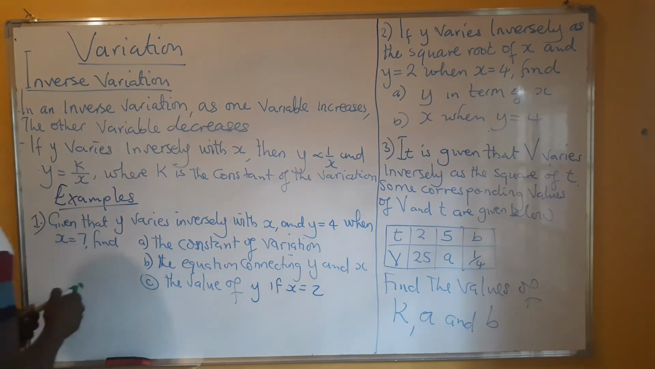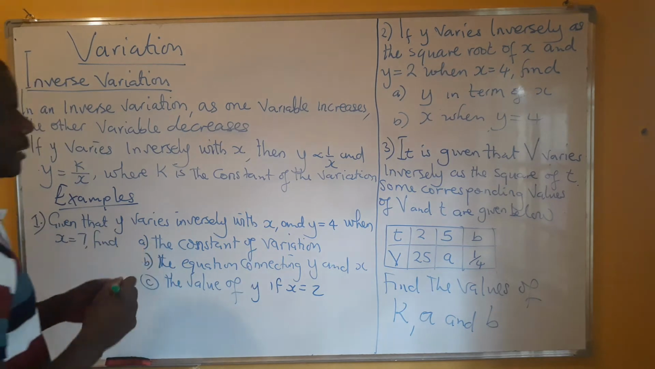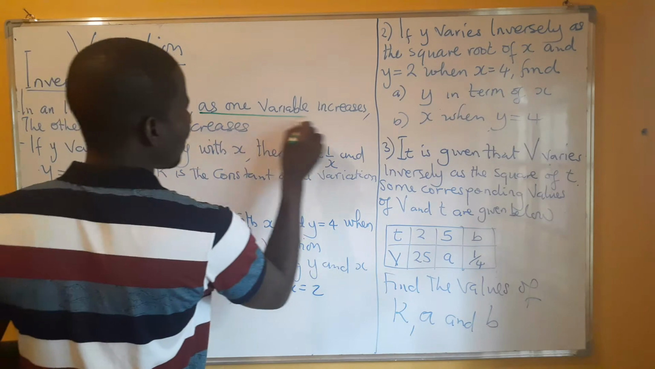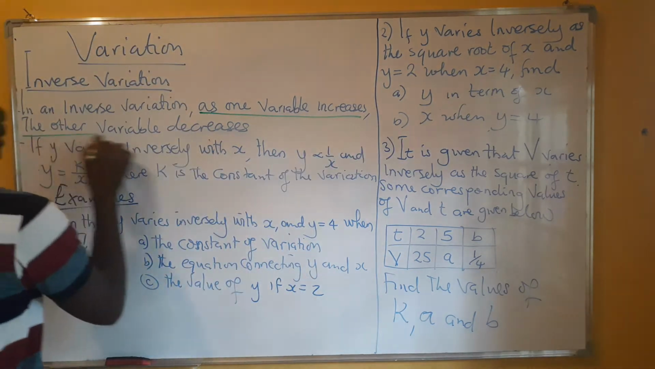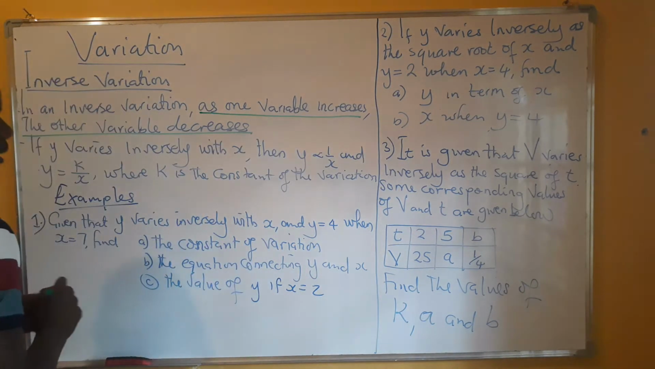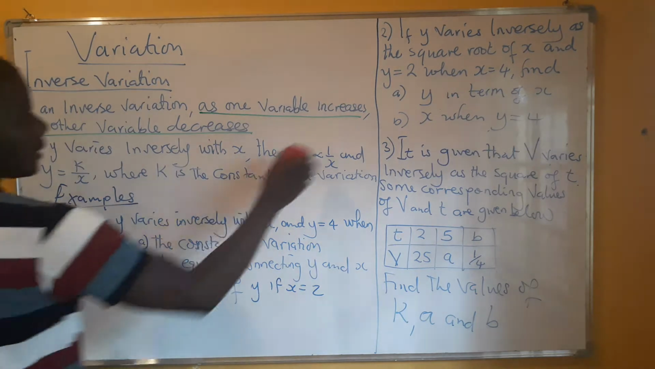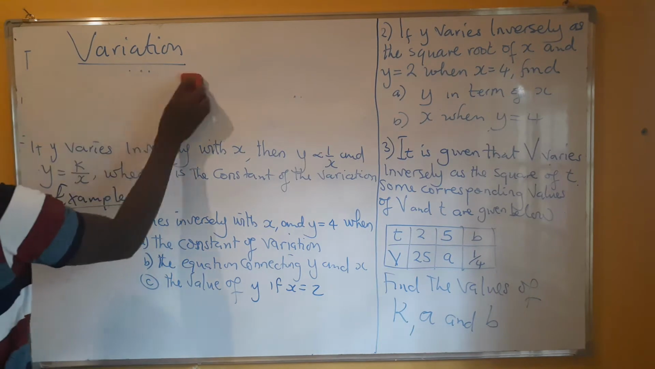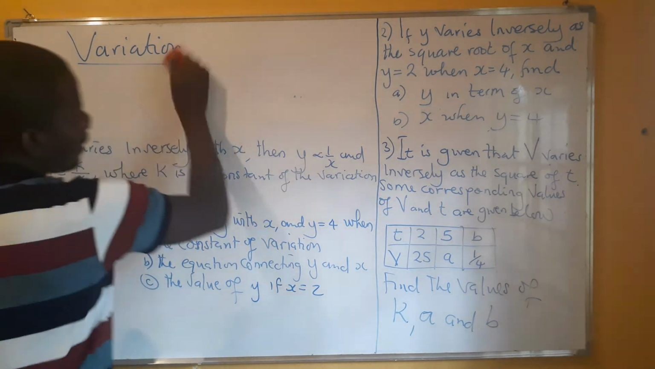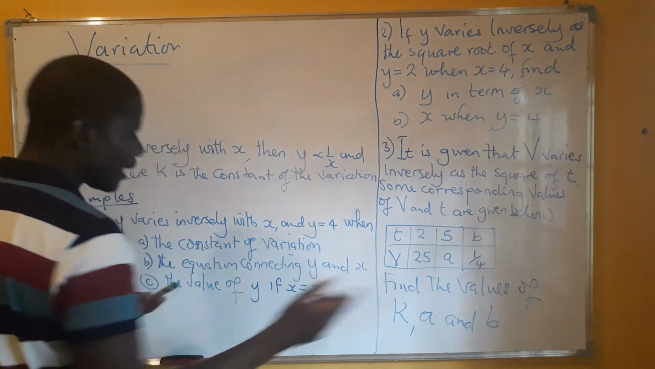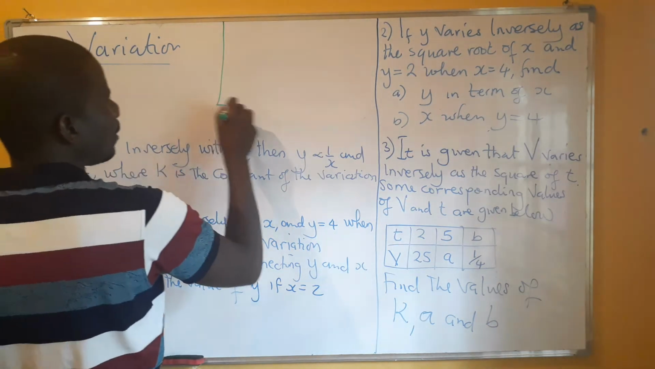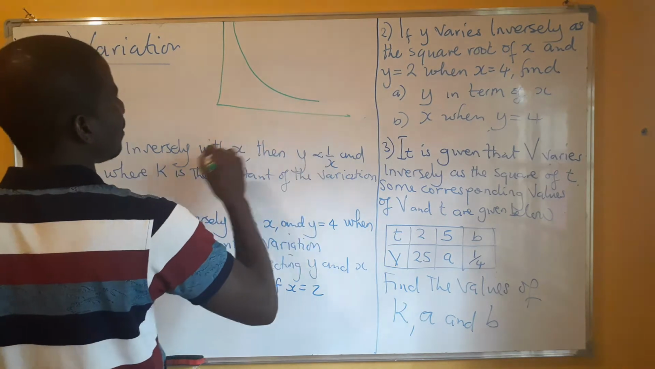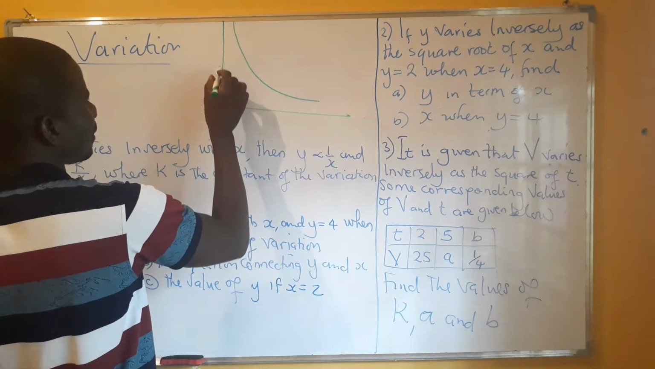In an inverse variation, we have an opposite relationship where as one variable increases, the other one does what? Decreases. One is increasing, the other one is decreasing. That is the inverse relationship. When one variable is increasing, the other one is reducing. Like in this case, the curve looks like this.